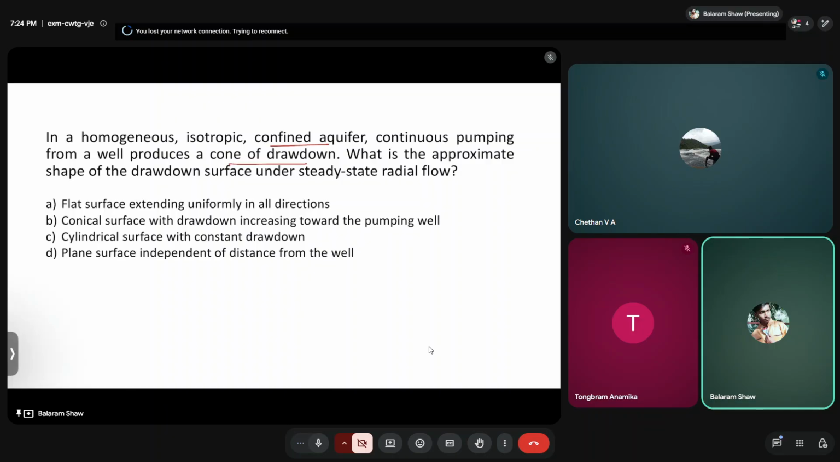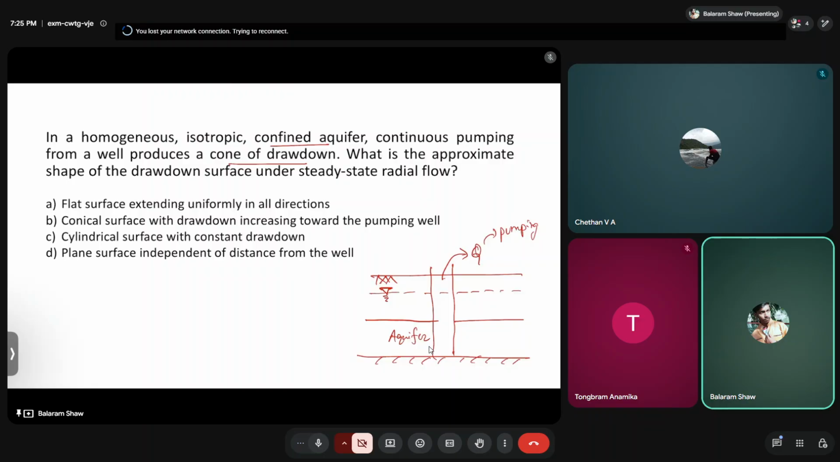We have seen, right? Let's say this is the drawdown surface, and somewhere here is the water table, and somewhere you consider one fully penetrating well, and here, let's say, some aquifer we are considering. This is the impervious layer, and there is some pumping happening. Here is pumping.